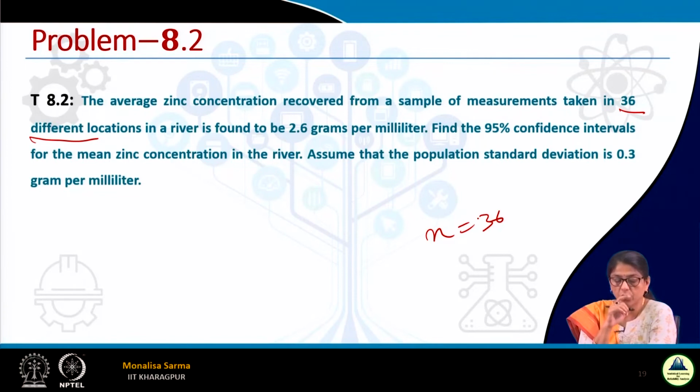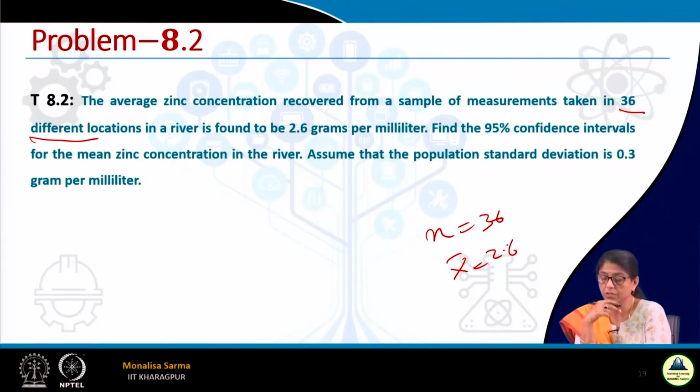The zinc concentration in a river is found to be 2.6 grams per milliliter on average. Is this mu or x bar? This is x bar, because we are talking about the sample. So what is my x bar? X bar is 2.6. Find a 95% confidence interval for the mean zinc concentration in the river.